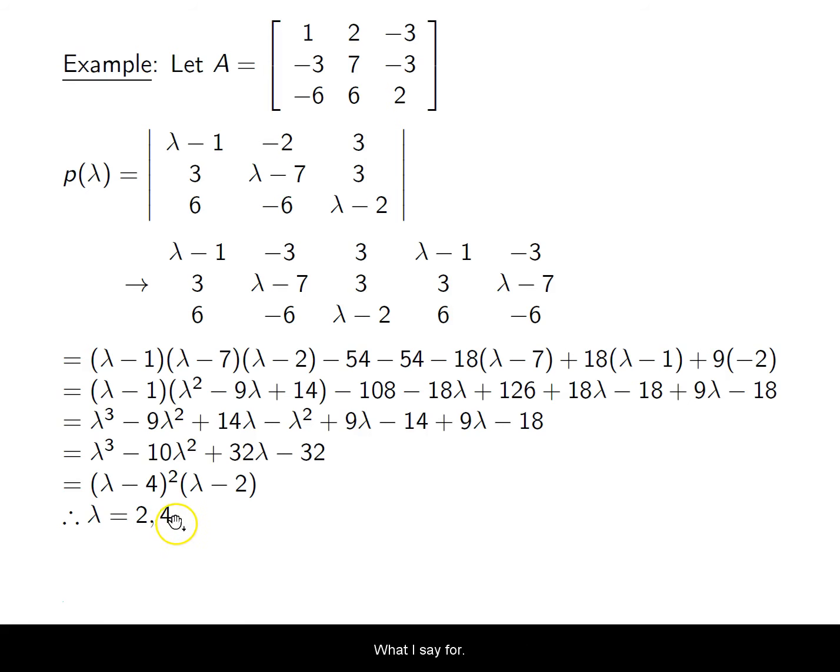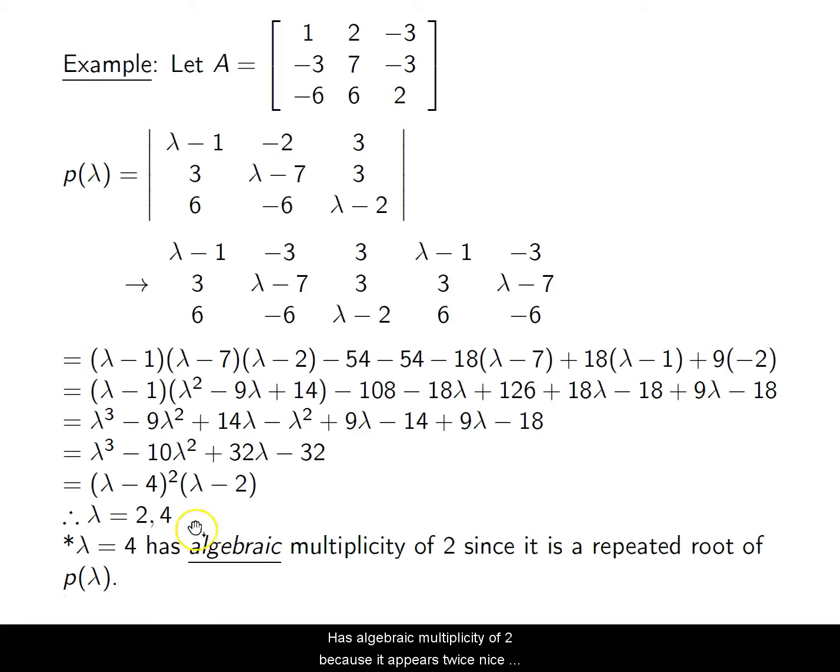But I say 4 has algebraic multiplicity of 2 because it appears twice, right? So there's 2 4s here. I'm just only thinking of it as 1, but there's 2. We call this an algebraic multiplicity, okay, because it's a repeated root of our characteristic polynomial. So 4 has algebraic multiplicity of 2.